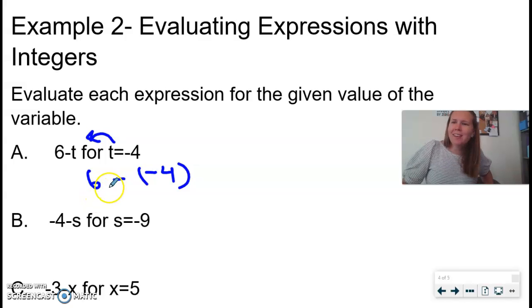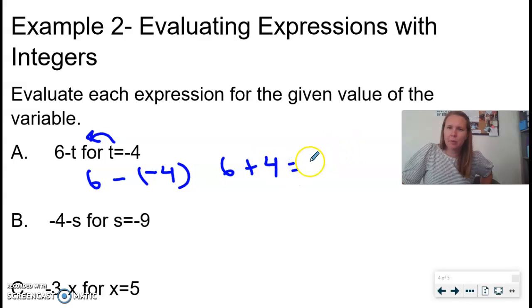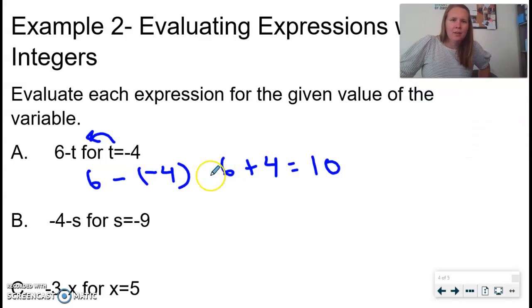Well, one thing is if you know a minus a negative just turns into adding the positives. So I'd have 6 plus positive 4. 6 plus positive 4, 10. Pretty simple. Just gotta know your rules.